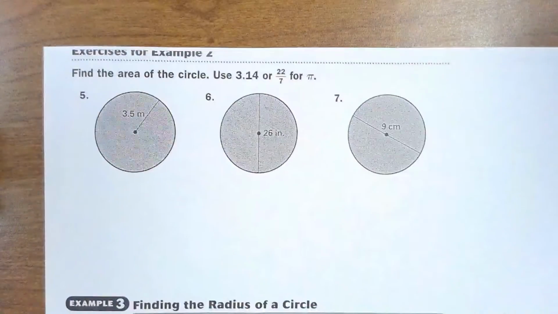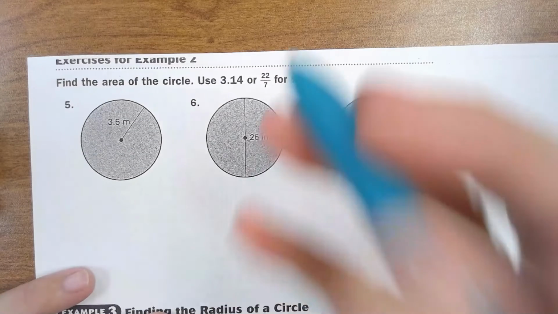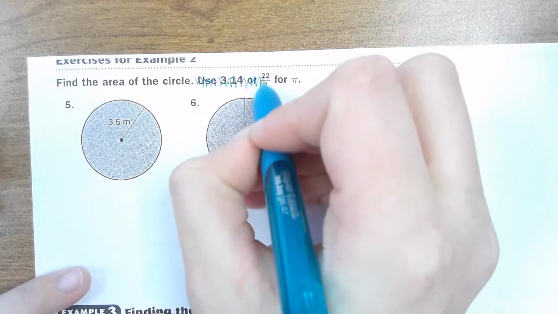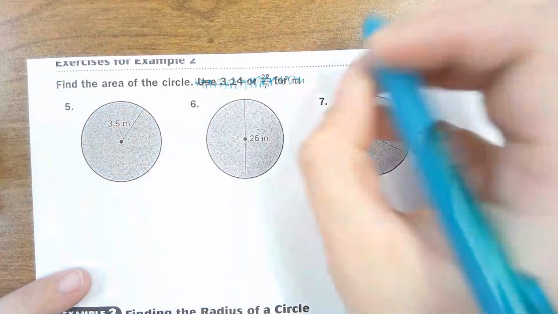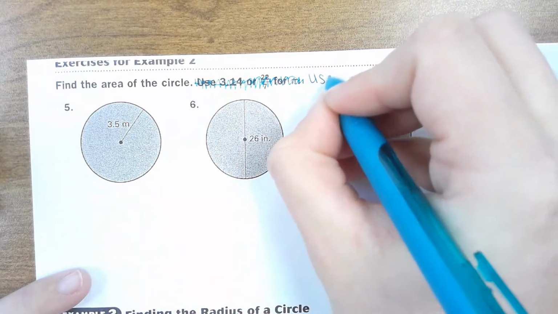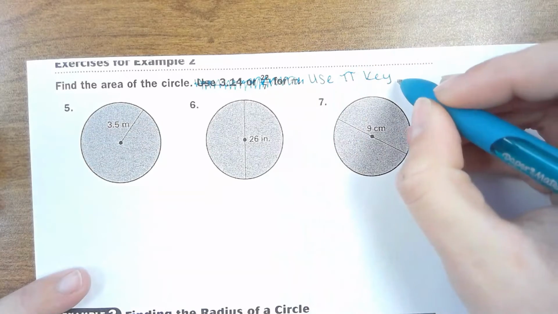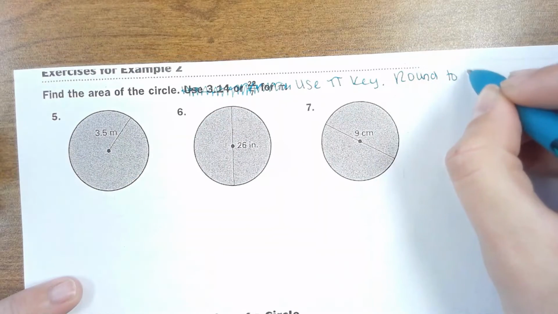Moving on to the back side. I want you guys to try out 5, 6, and 7. I know that it says to use 3.14 or 22 over 7, but how about you guys actually find the pi key on your calculator? So how about you use the pi key to figure out your answer, and then I want you to round to the hundredths.